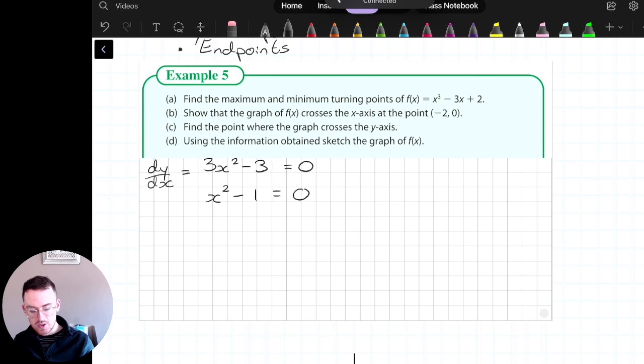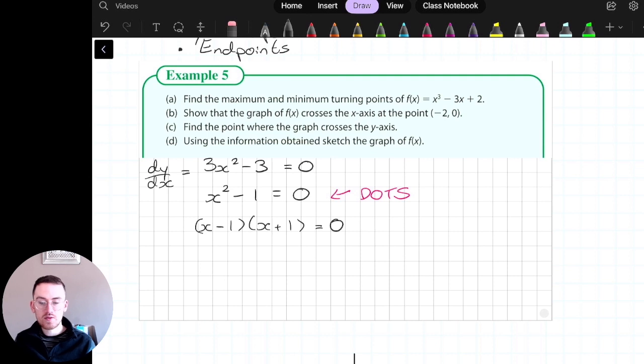So x squared minus 1 is equal to 0. Now x squared minus 1 looks more like another type of question, and this is an example of a difference of two squares. So to factorize, we get x minus 1, x plus 1, all equal to 0. Then we have that x is equal to 1 and x is equal to minus 1.